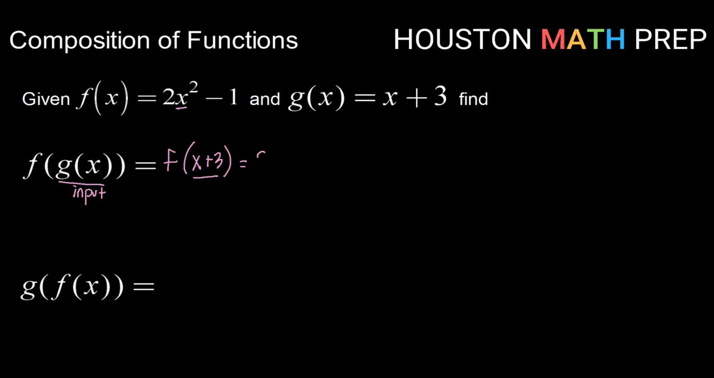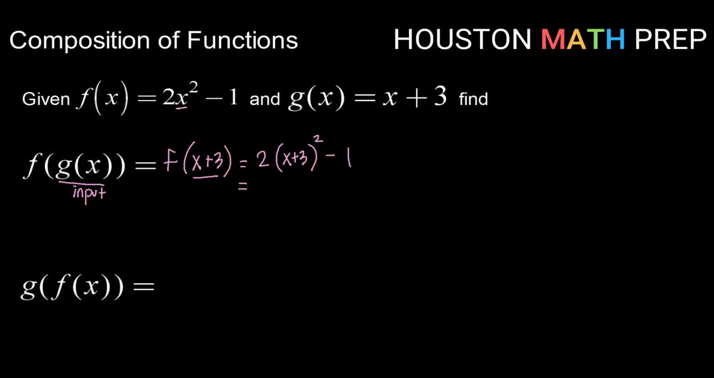So this will be 2 times, I'm replacing x with x plus 3, it's squared in my definition, and then minus 1. So here's my new function, my composition: 2 times (x plus 3) squared minus 1. So we can see all of g of x is inside f of x.